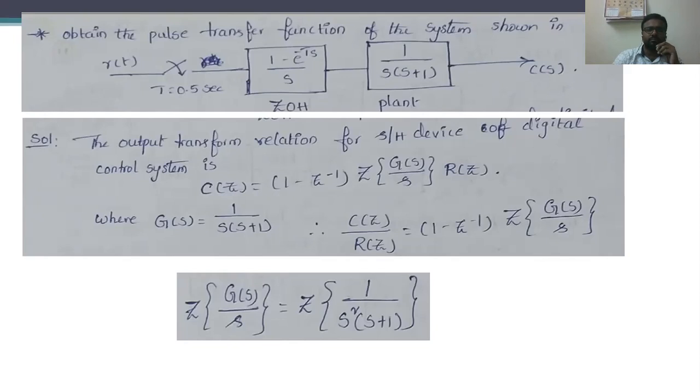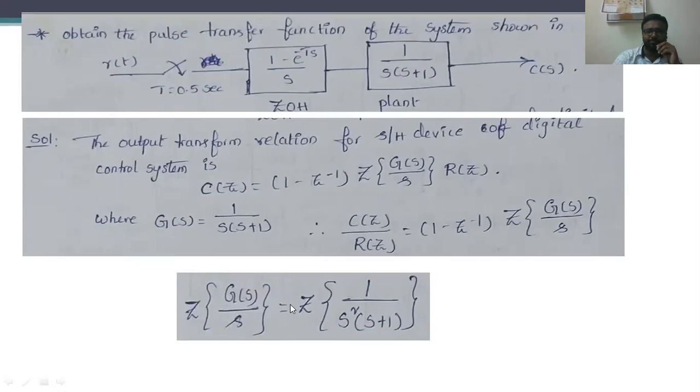So we just need to calculate the z transform of G of s divided by s, and we have the expression of G of s, that is nothing but 1 divided by s into s plus 1. Just substituting the value of G of s, we are going to get C of z divided by R of z is equal to 1 minus z inverse into z transform of G of s divided by s.